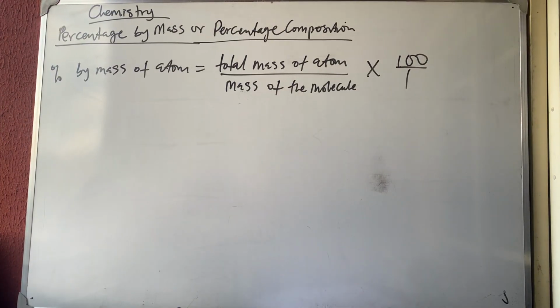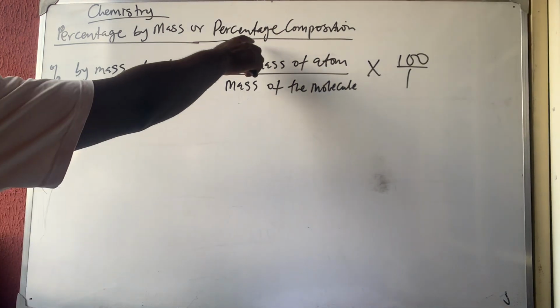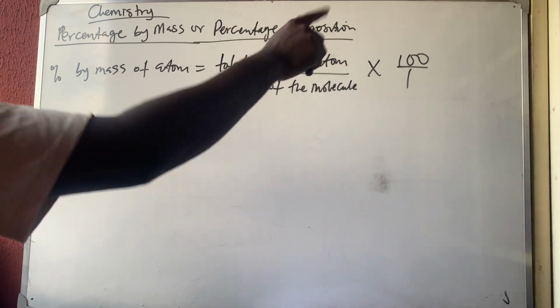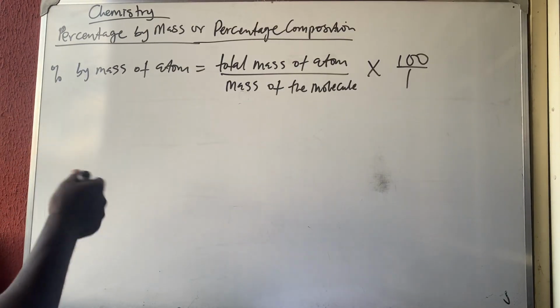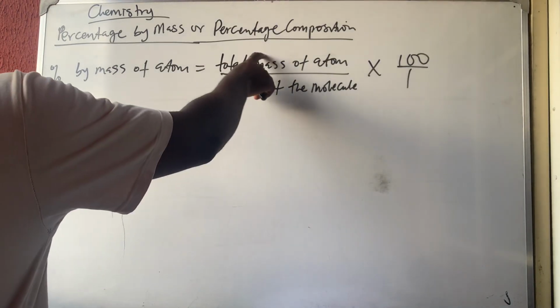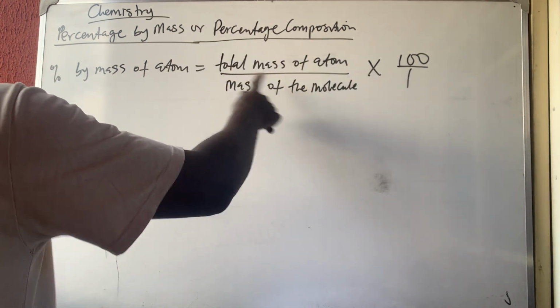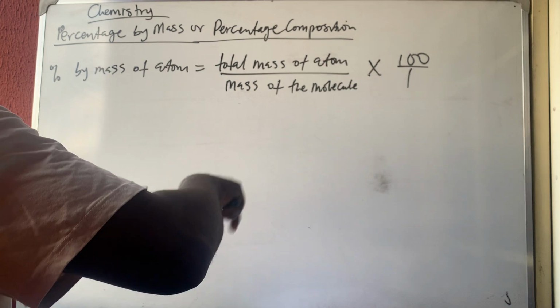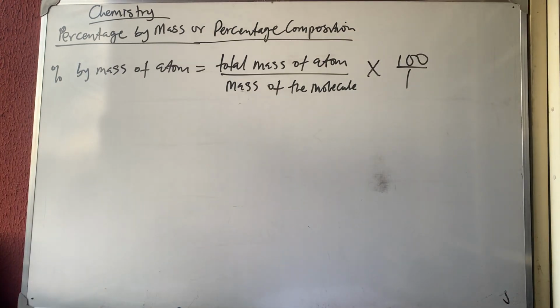It's as good as finding the percentage of something. If two people are sharing something in a ratio of this and this, and you want to get the percentage, you just say the ratio of that particular person you want to find divided by the total ratio, then times 100/1. It's the same thing here. Percentage by mass is simply the mass of that particular atom you are looking for all over the mass of the total compound or the total molecule, then times what? 100/1. As simple as that.